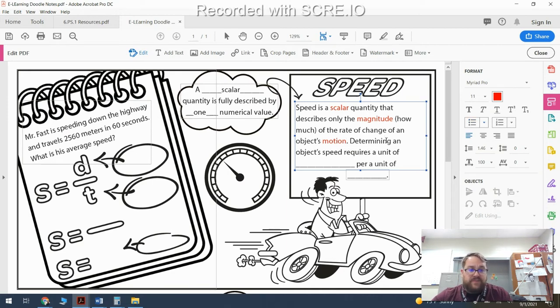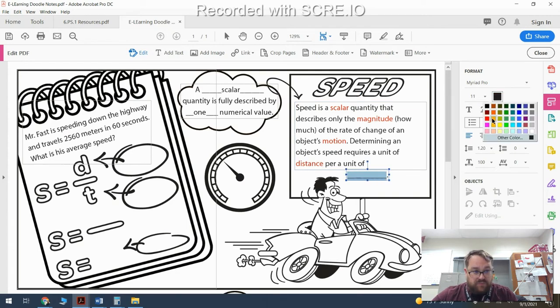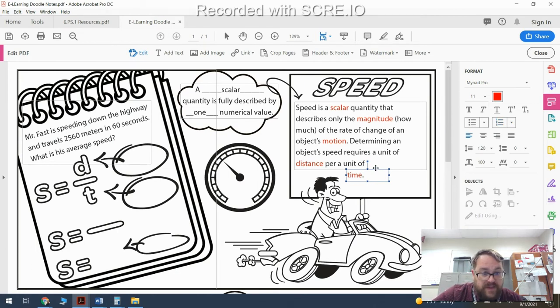And determining an object's speed requires a unit of distance per unit of time. What that means is it's a division problem. Anytime you see per something, that means it's division. So distance divided by time is how we get speed. So determining an object's speed requires a unit of distance per unit of time: distance divided by time.